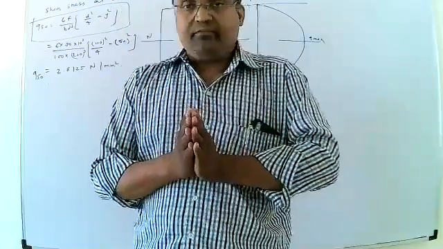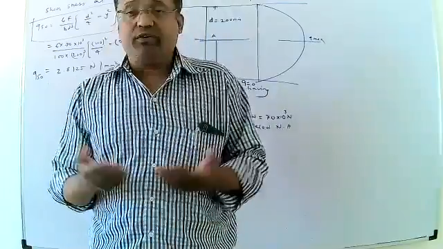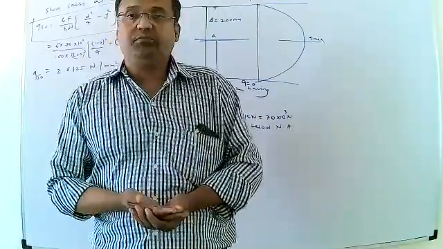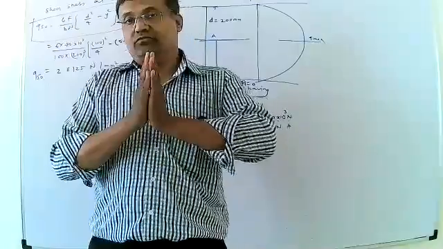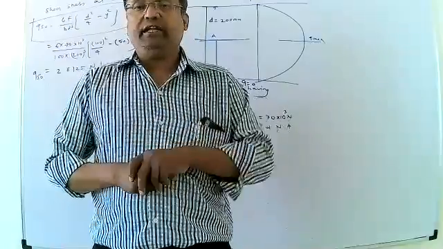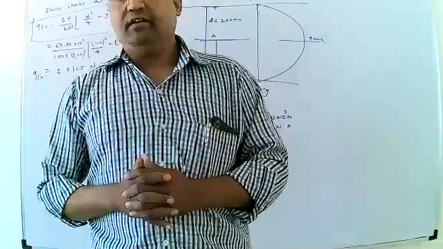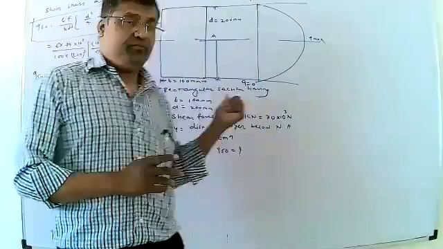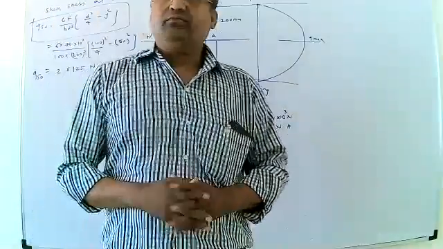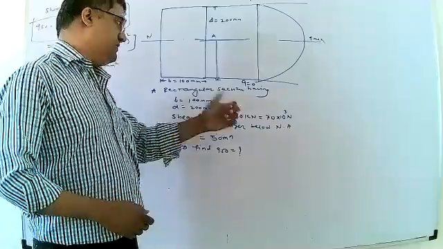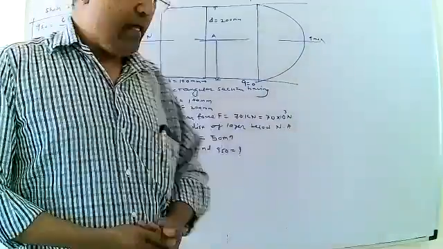I will just repeat once again whatever information is given in the problem. Here the diagram is provided, a rectangular section. The rectangular section has both width and depth given. The width is 100 mm, represented by b, and the depth is 200 mm. Then the shear force is also provided, represented by F, equal to 70 kilonewton, that is 70 into 10 raised to 3 Newton.